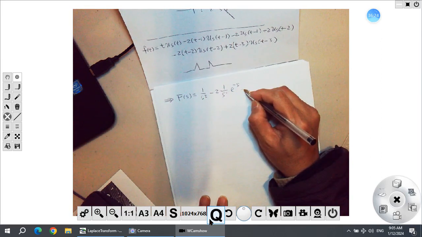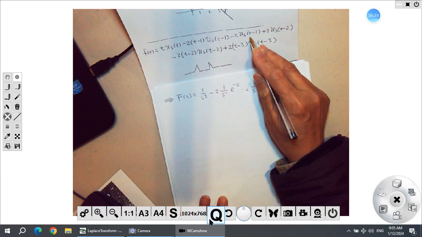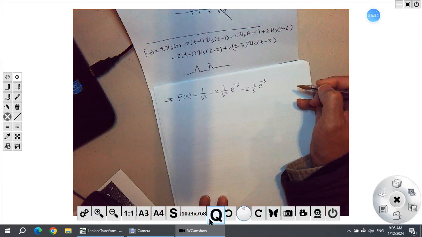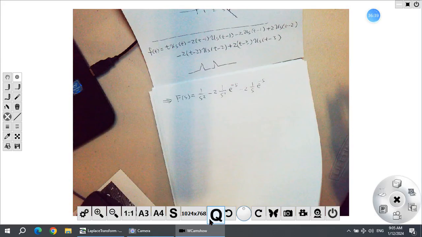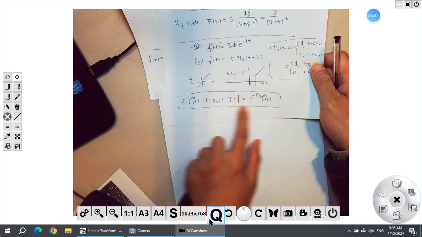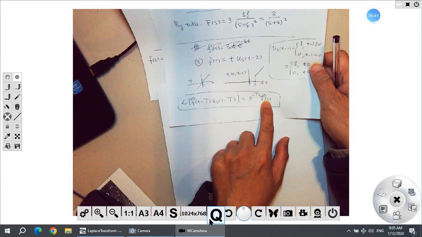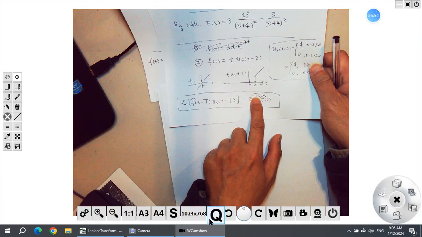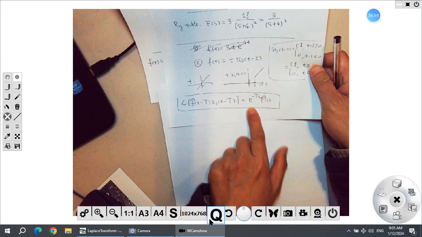And minus 2 is a unit step. Unit step is 1 over s. And here it's t minus 1, shifted by 1, so e to the negative s. Right, we still use that property. Remember? This one, right? We still need this one. This is still F hat, and shifted by T, so here is e to the negative Ts.